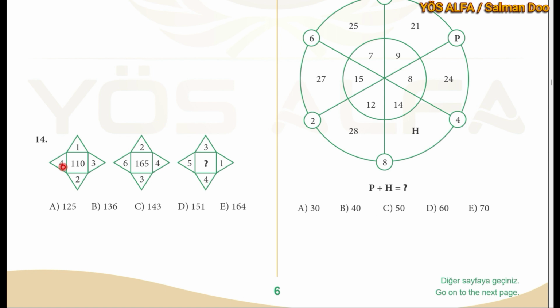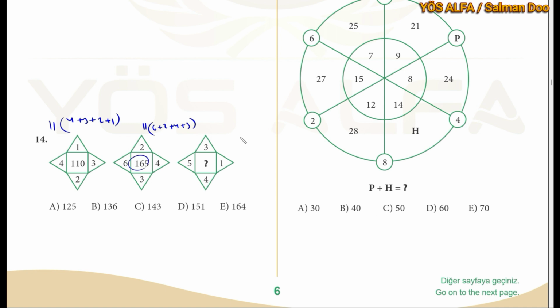Number 14, number figure relation again. So we'll try to relate these 4 numbers to the one inside the square. So 4 plus 3 plus 2 plus 1 times 11 makes 110 here. So let's check this one again. 6 plus 2 plus 4 plus 3 is 15. 15 times 11 is 165.